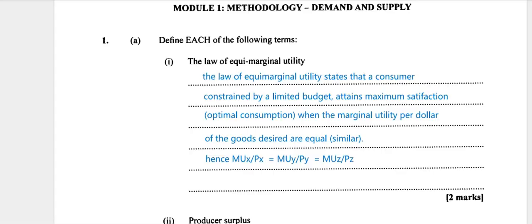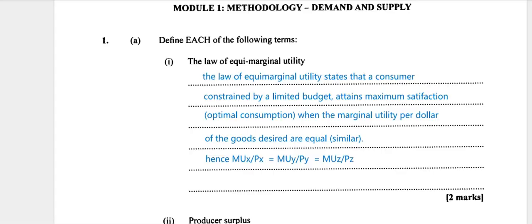The law of equi-marginal utility states that a consumer constrained by a limited budget will attain maximum satisfaction. In other words, you have optimal consumption when the marginal utility per dollar of the goods that he or she desires are equal. Right? So it has to be the marginal utility per dollar, not just the marginal utility, but the marginal utility per dollar.